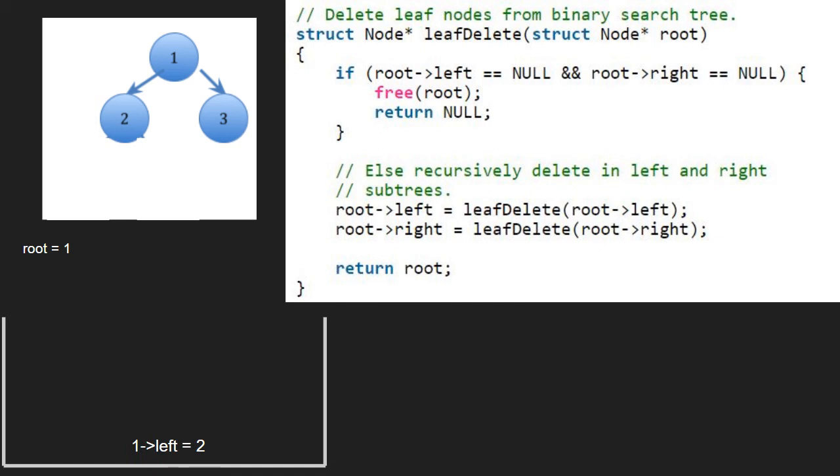We resume execution for node 1 and pass the right child of 1, which is 3. So root will point to 3. Again, as the left and right of 3 are null, we free the memory for node 3 and return null to 1's right. We have the final tree after deleting the leaf nodes.